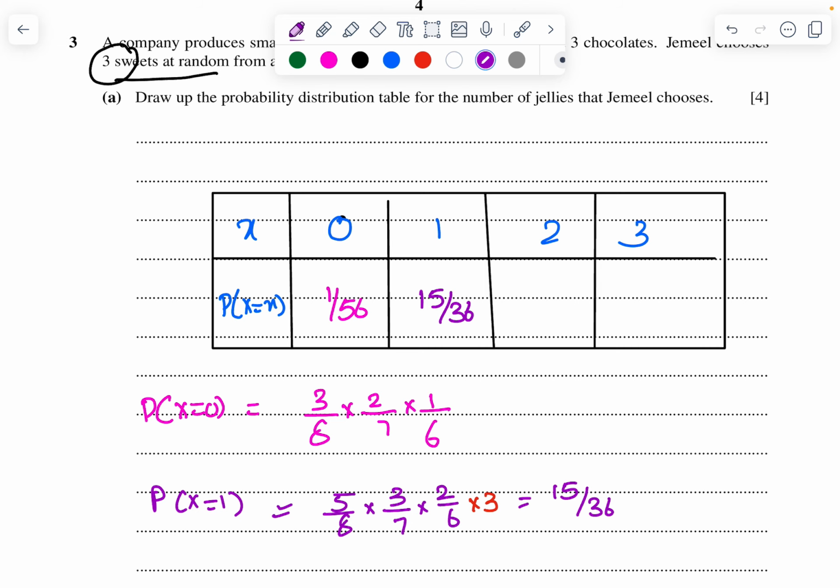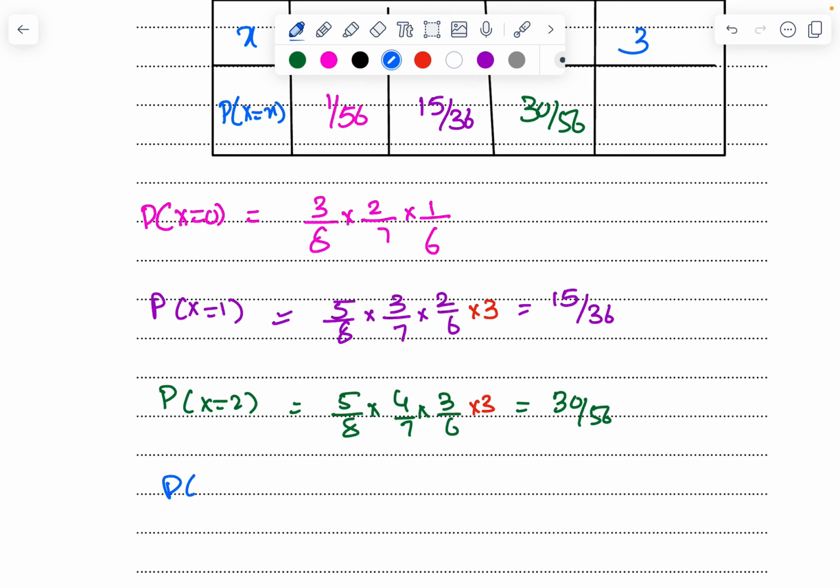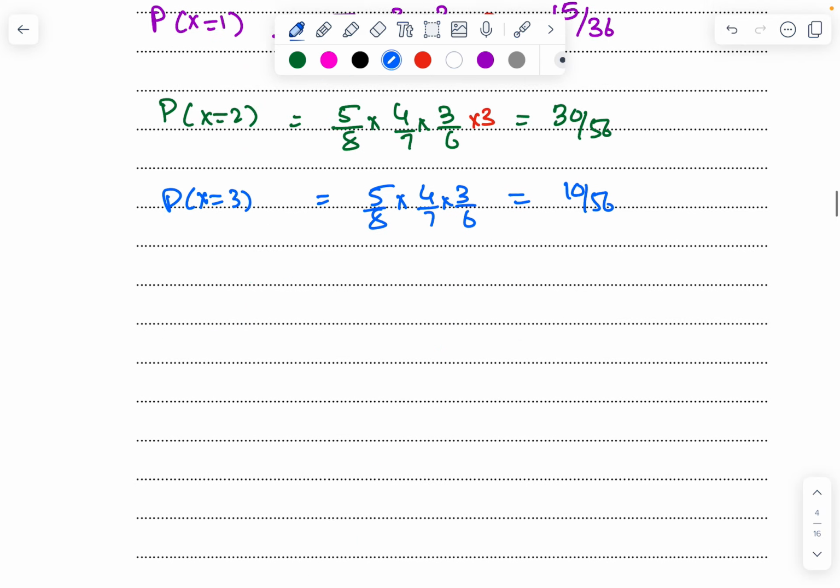Then, for 2 jellies, I can do it as 5 upon 8 and 4 upon 7 times 3 upon 6. Again, don't forget to do times 3. So this is going to be 30 upon 56. And finally, 3 jellies. So 5 upon 8 times 4 upon 7 times 3 upon 6, which is 10 upon 56. So this is 10 upon 56. Now, that is the probability distribution table.